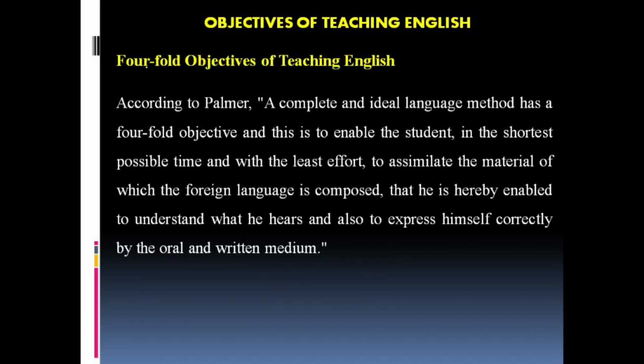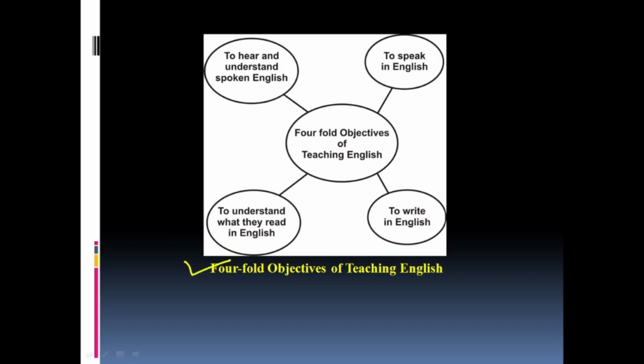Fourfold objectives of teaching English. According to Palmer, a complete and ideal language method has a fourfold objective, and this is to enable the student in the shortest possible time and with the least effort to assimilate the material of which the foreign language is composed, that he is thereby enabled to understand what he hears and also to express himself correctly by the oral and written medium. Fourfold objectives of teaching English are to hear and understand spoken English, to speak in English, to understand what they read in English, and to write in English.